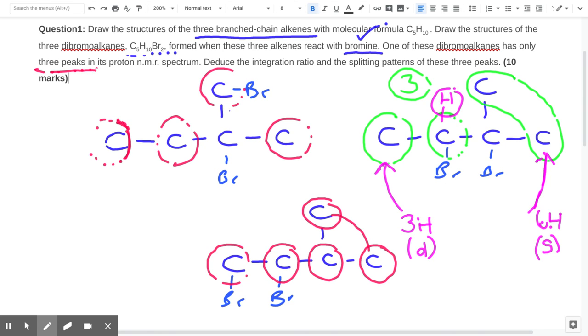This one will be 1 hydrogen integration, so the smallest peak on the spectrum. That will be next to these 3 protons, so that will be split into a quartet. Remember, n plus 1.